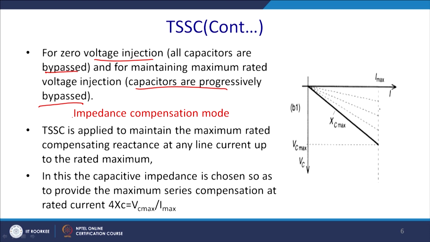So, let us see that impedance compensation mode. So, this is basically x, this is I and this is V, and this is actually the maximum curve, and ultimately TSSC has to operate in this zone. In this, capacitive impedance is chosen so as to provide maximum series compensation at rated current for Xc equal to Vc max by I max.